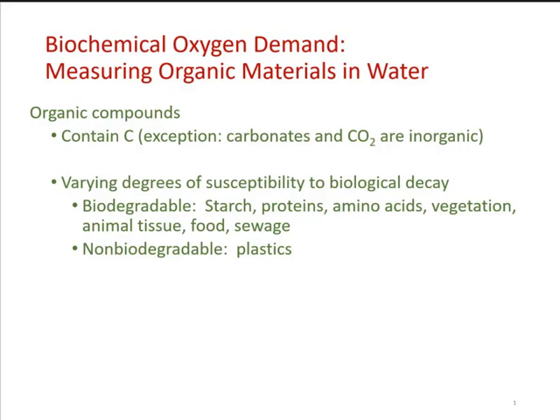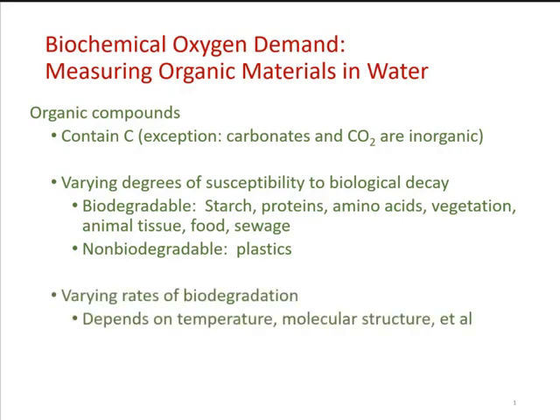Things that are highly biodegradable include starches and proteins and food and sewage. Organic compounds that aren't easily biodegradable are plastics. And biodegradation rates vary depending upon temperature and the kind of organic material.